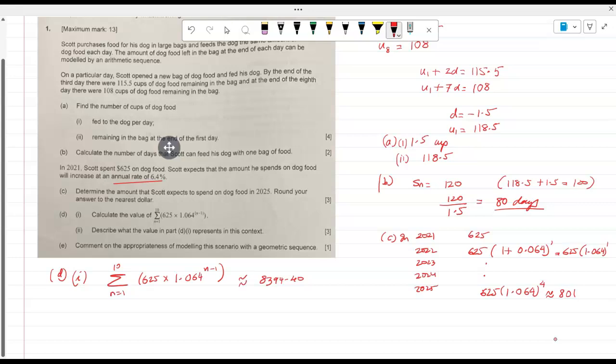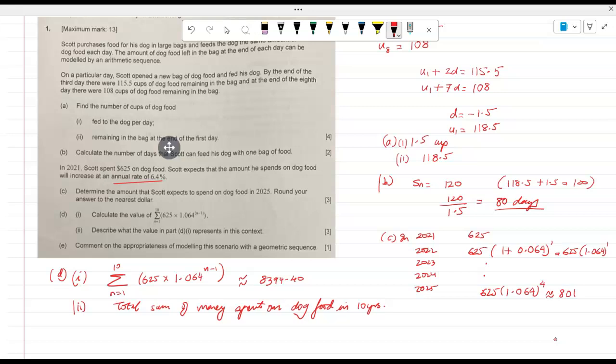Describe what the value in D1 represents in this context. What does it represent? The amount of money he spends on dog food in 10 years. Very good. No, the total amount he spent. The total sum of money spent on dog food in 10 years, assuming the rate is constant. Correct.